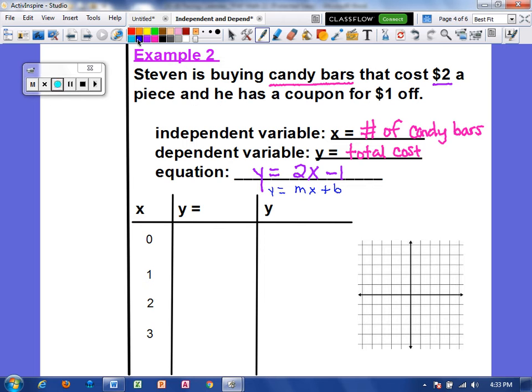Okay, now we're going to fill in a table. So we know that y equals 2x minus 1. So that's what we're going to use to find different values that correspond with x. So let's say x equals 0. So that means 2 times 0 minus 1 is going to equal y. Okay, so 2 times 0 is 0, minus 1 is negative 1.